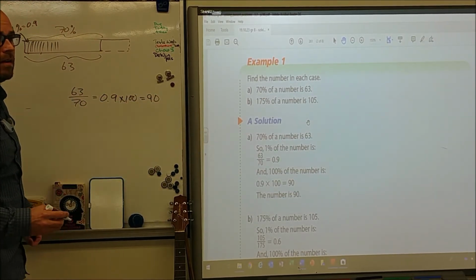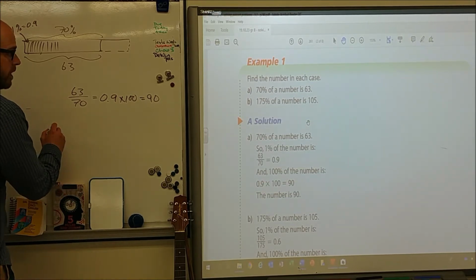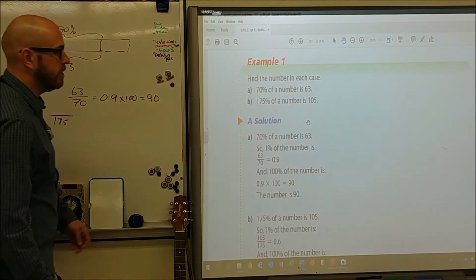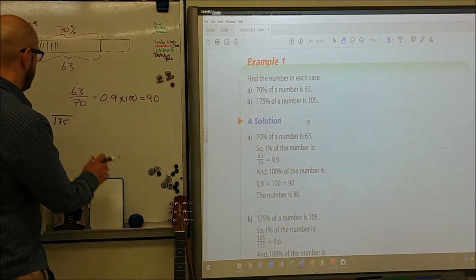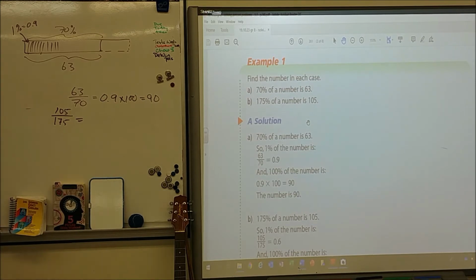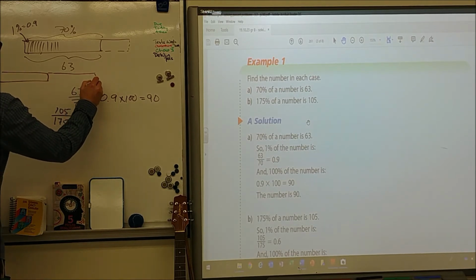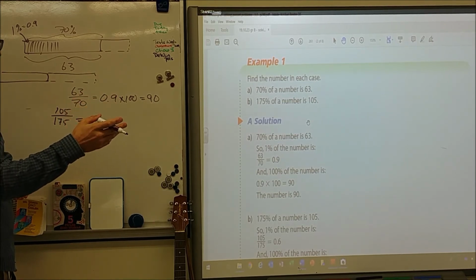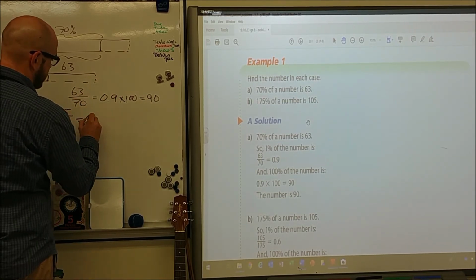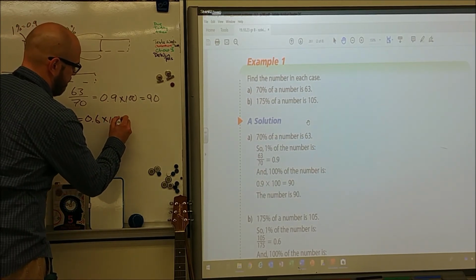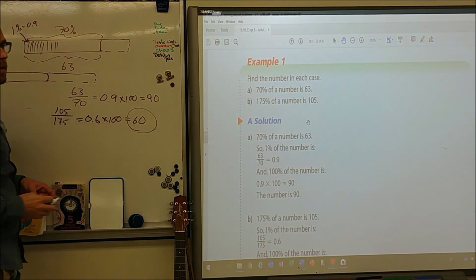175% of a number is 105. So let's see, 175 divided into 105. No, wait, I want to divide by 175. Someone with a calculator? Now, if I estimate it, if 175% of a number is 105, then I should probably get around, I don't know, 60 or so. What is it? 0.6. Okay, so 1% is 0.6. If 0.6 is 1%, how much is 100%? Look at that, my estimate was around 60.